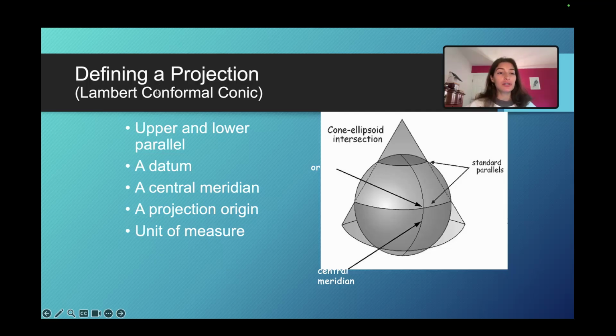So to define a projection, this here is a Lambert conformal conic. We have an upper and a lower parallel. We have a datum. There's always a datum that needs to be associated with your projection. We have a central meridian, a projection origin, and a unit of measure.